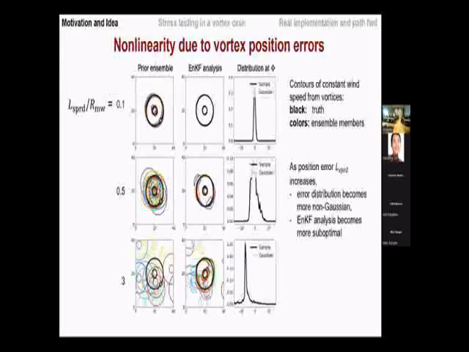So the first part, motivation. So why do we care about position errors and nonlinearity? So here's a very simple example. I just use a 2D Rankine vortex, and what you're seeing here are the constant wind speed contours for each vortex. The black one is a true vortex, it's center of the domain. And the colored lines are different members. I draw these members with only uncertainties in their center location. So the center is spread out from the truth. L spread is the standard deviation of this displacement of these vortices. And the RMW is radius of maximum wind, which is the characteristic size of this vortex.